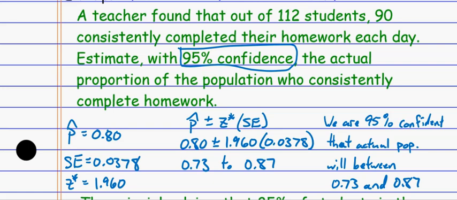It's still an interval estimate, but it's a very precisely calculated interval estimate that gives us a much more mathematical basis for why we're picking those values. Okay?